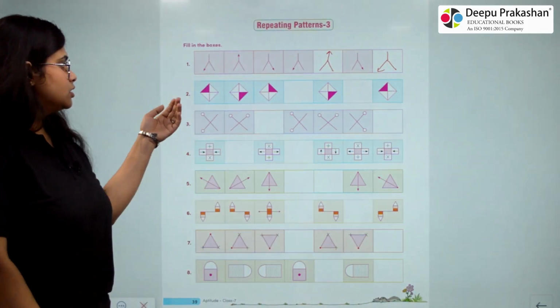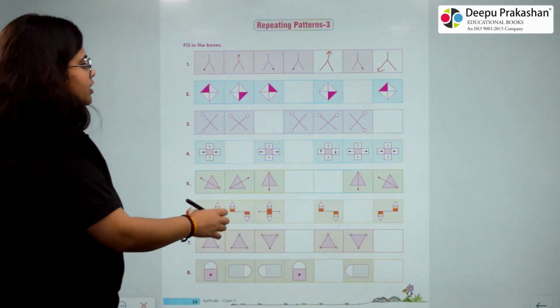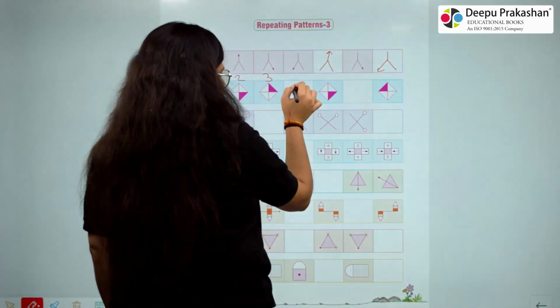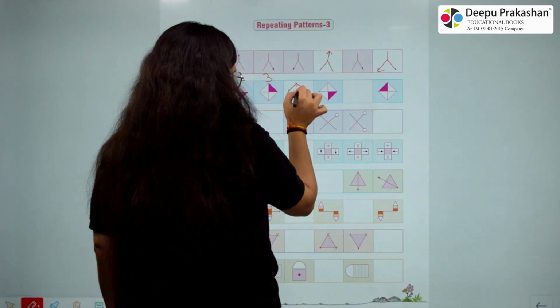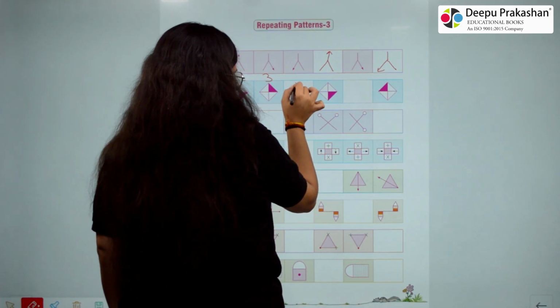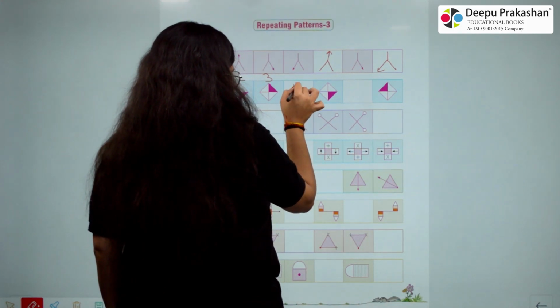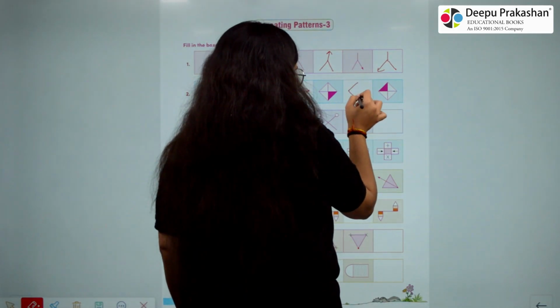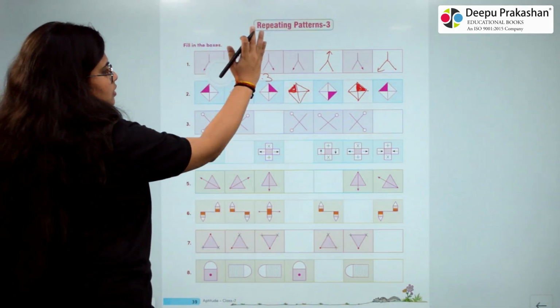Okay. 2. Again here we are given 3 images, 1, 2, 3. So now the first image will come. That is this. Then second, then third one. Okay.